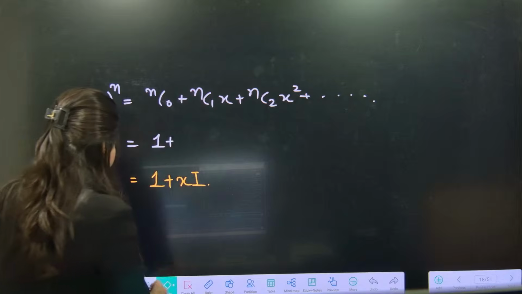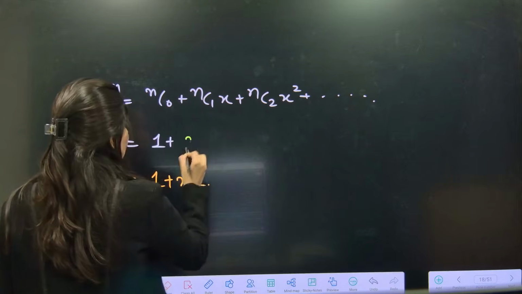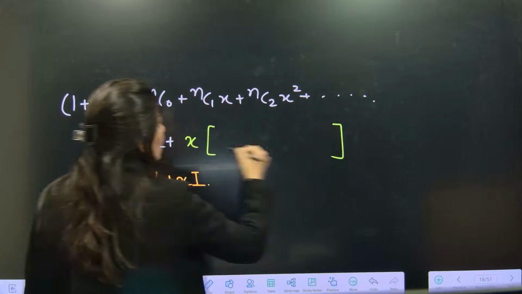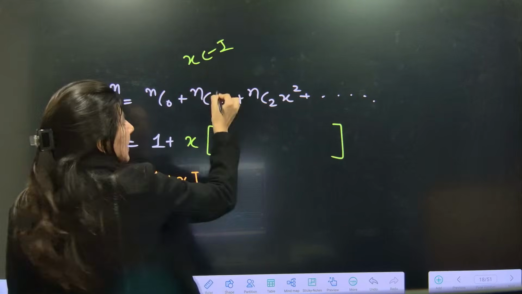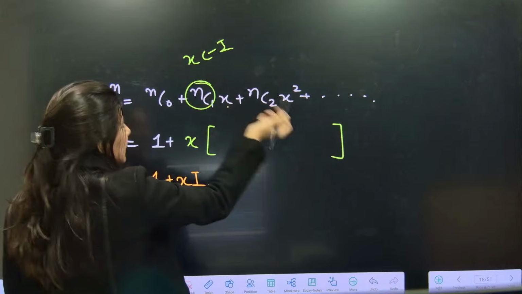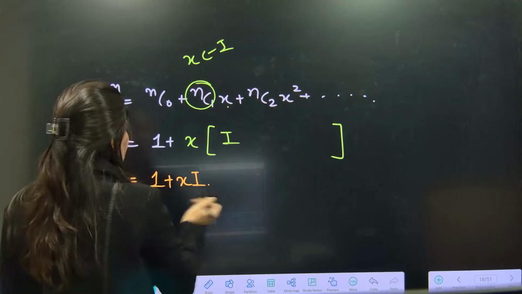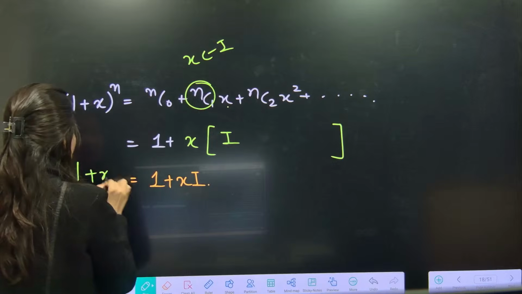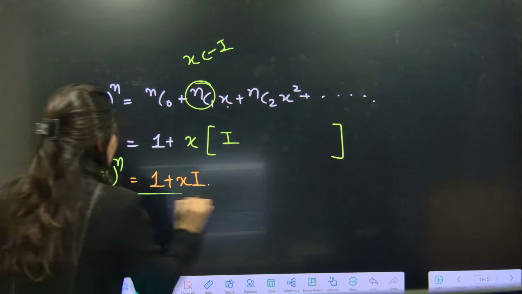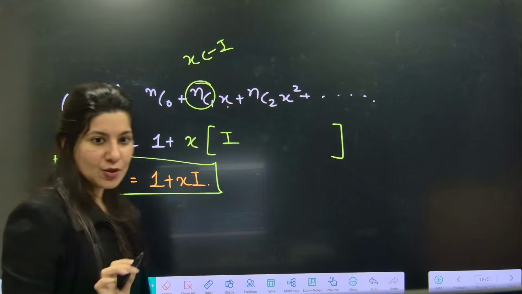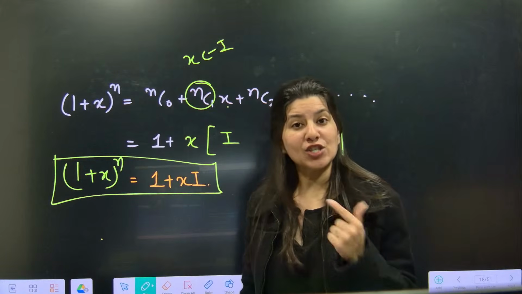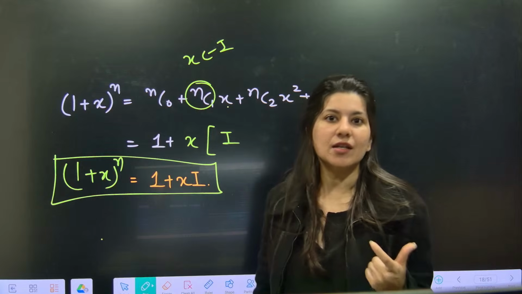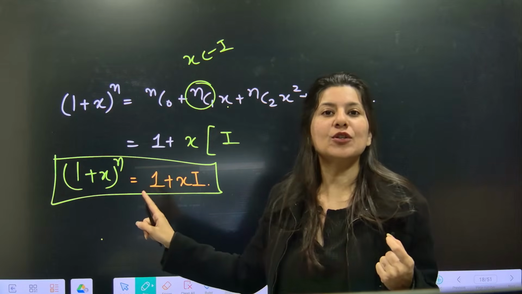If I can take x common, now inside this, what is going to be there? If your x is an integer, NCR is anyway an integer, x is an integer, so this is going to be an integer. So basically 1 plus x power n is going to give you 1 plus xi. Yes or no? Can I write? This is absolutely important. Especially when you are going to get stuck in a remainder problem, this is going to be your key.